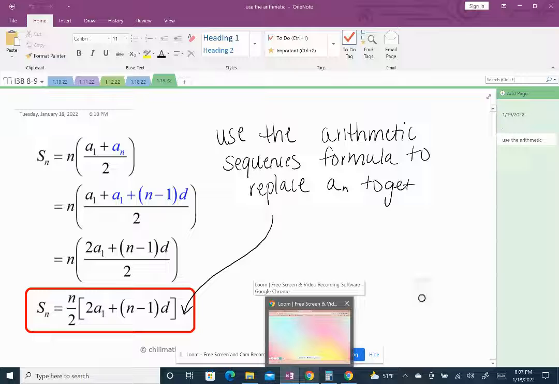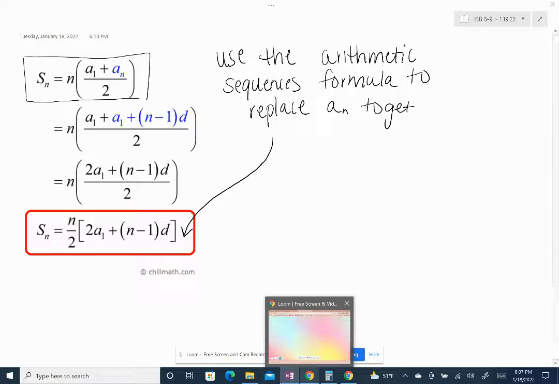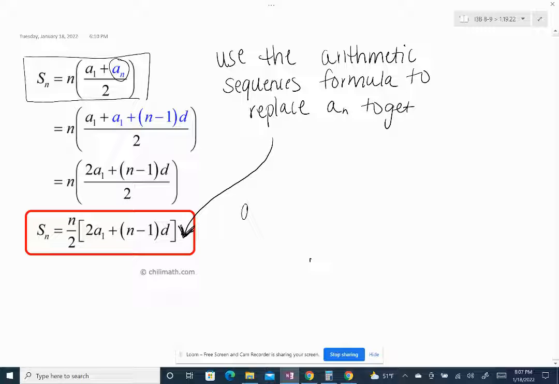Okay. So the way this works is this is our formula we just used, right? And that's the one we just had. So all we do is we take this A of n and we replace it with our A of n formula that we used for our sequences. And then that's just some simplification. This is our new formula. So this is when you know A of 1, n, and d.